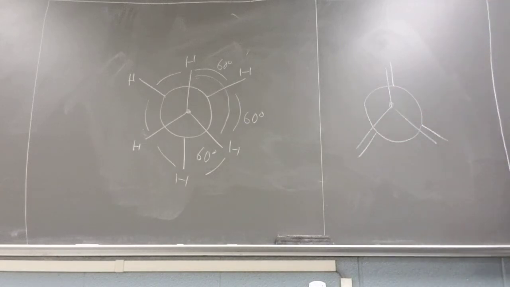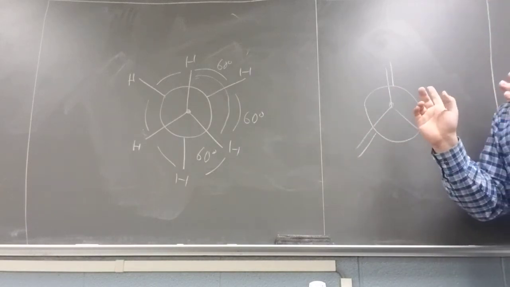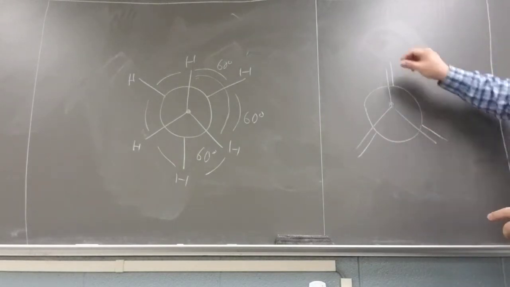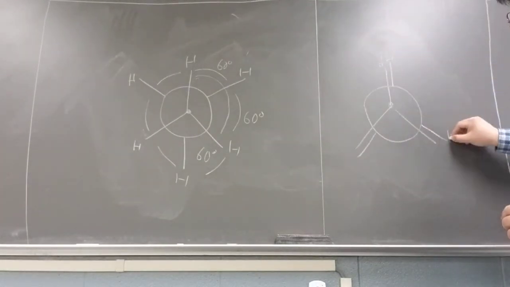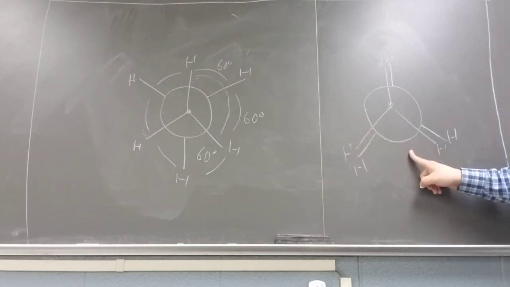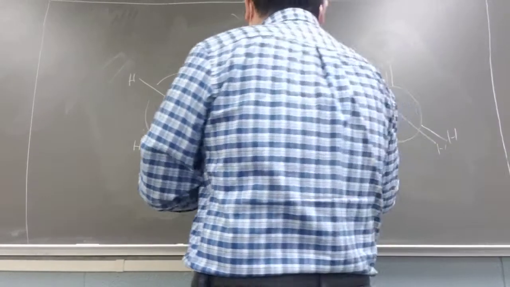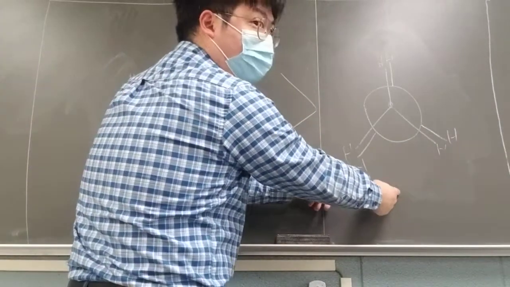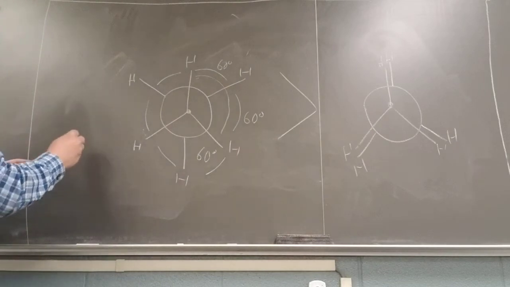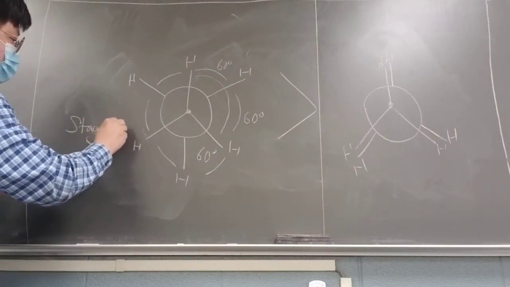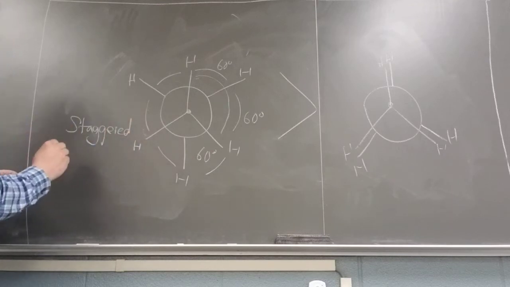This one, okay? So if you think about the distance between those hydrogens, they are closer here, okay? So this is more stable, less stable, okay? And we're gonna call this staggered conformation.